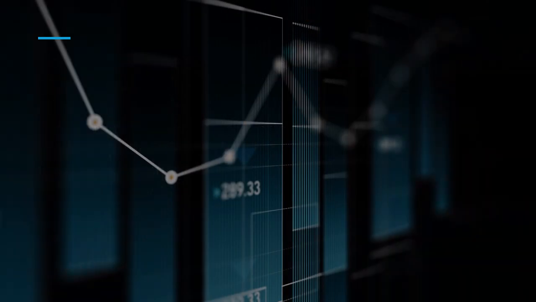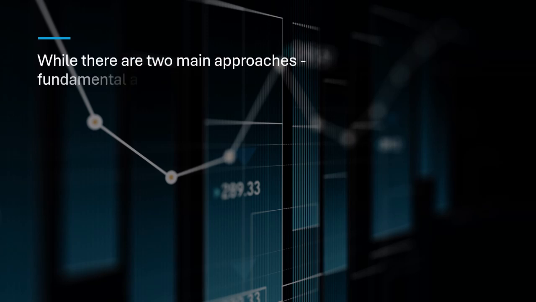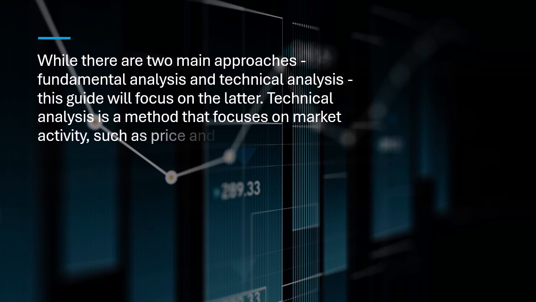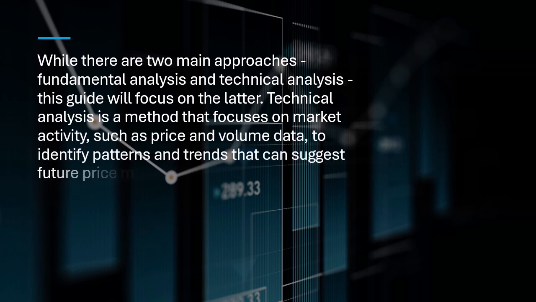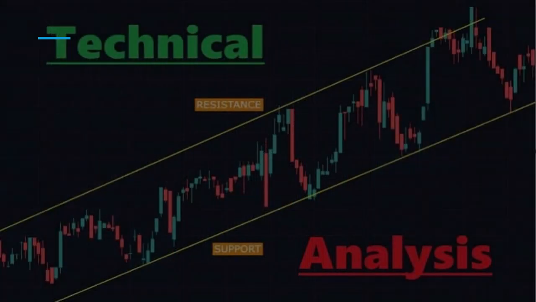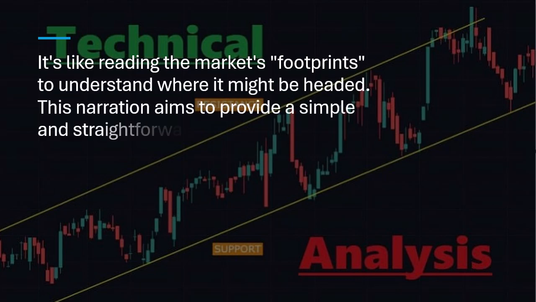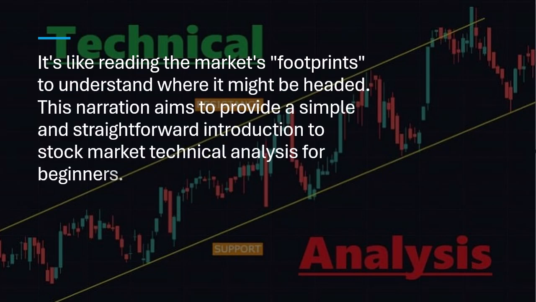While there are two main approaches, fundamental analysis and technical analysis, this guide will focus on the latter. Technical analysis is a method that focuses on market activity, such as price and volume data, to identify patterns and trends that can suggest future price movements. It's like reading the market's footprints to understand where it might be headed. This narration aims to provide a simple and straightforward introduction to stock market technical analysis for beginners.